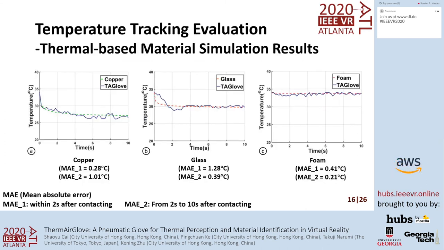This is a comparison between the reference simulated results, which is a dotted line, and the system simulated results, which is a solid line. From the figure, we can see the thermal air glove system simulated results could reach similar changing trends and the final temperature with the theoretical simulated results. In addition, in order to quantitatively evaluate our system, we also calculated MAE for every material in the temperature changing stage, which is within 2 seconds after contacting, and the following stable stage. For more details, you can find our paper.